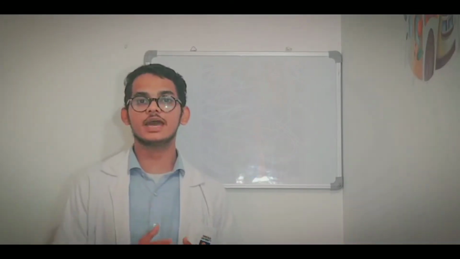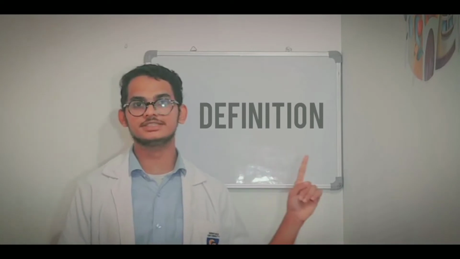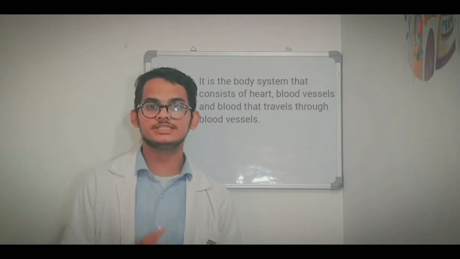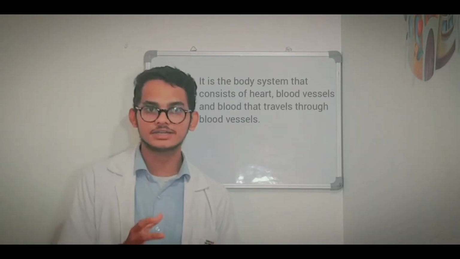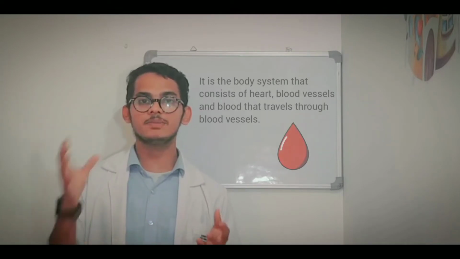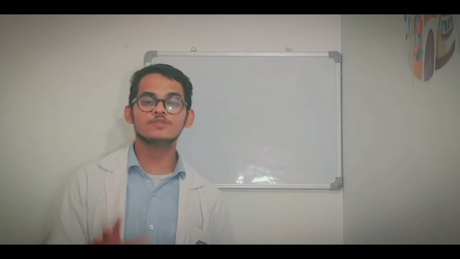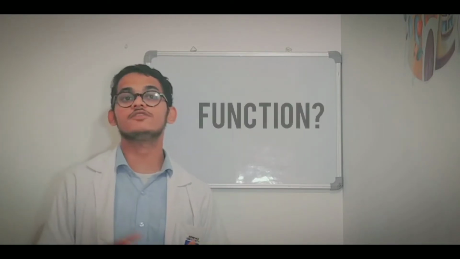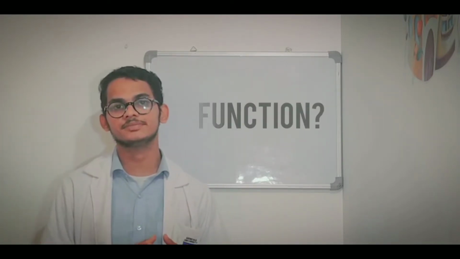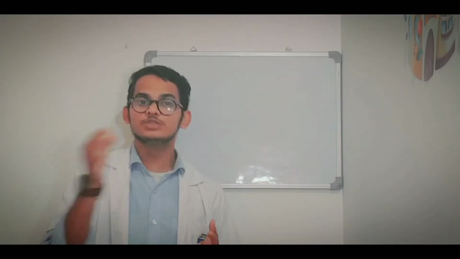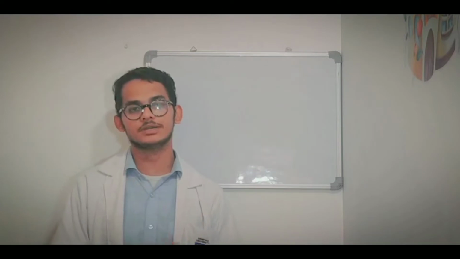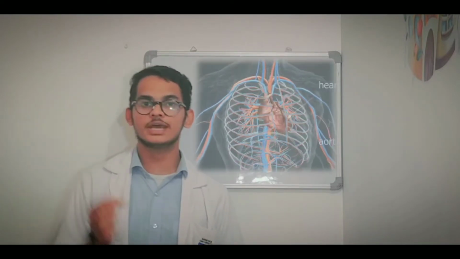Now we will learn about the definition of the circulatory system. It is the bodily system that consists of the heart, blood vessels and blood that travels through the blood vessels. Now hold on for a second and think about the function of the circulatory system. It delivers nutrients and essential materials to the cells and removes waste products. It is also known as the cardiovascular system.